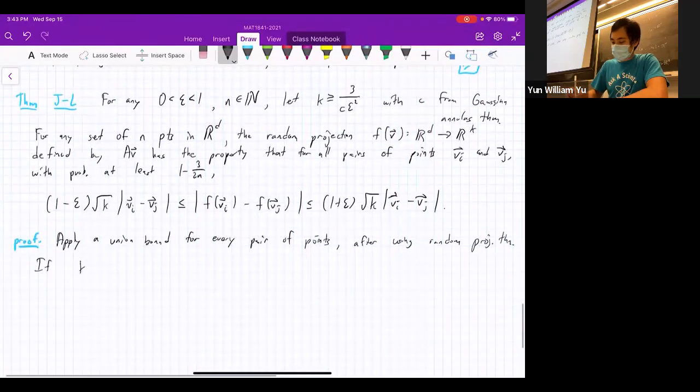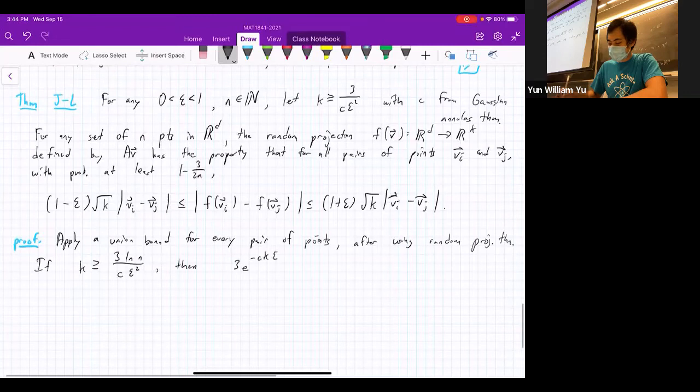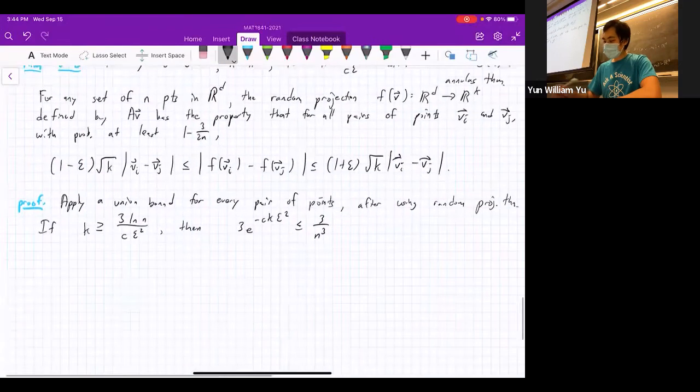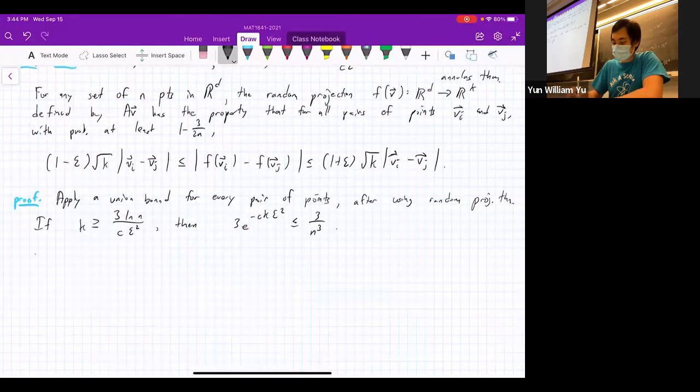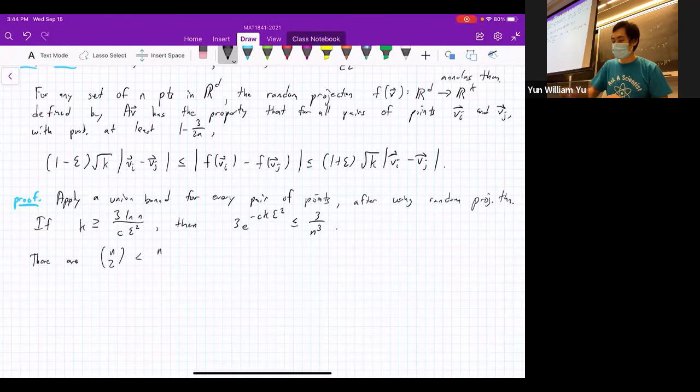Note that if k is greater than or equal to 3 log n over c epsilon squared, then we know that 3e to the minus ck epsilon squared is less than or equal to 3 over n cubed. Note that we chose the 3 very deliberately so that we'd have an n cubed in the denominator here. And how many pairs of points are there? There are n choose 2 pairs of points, which we can bound by n squared over 2. N squared over 2 is a good enough bound.